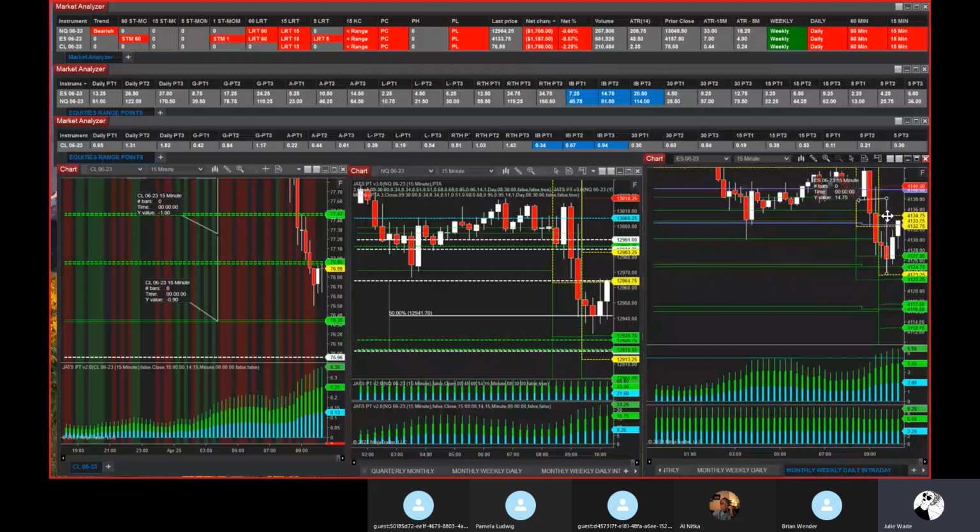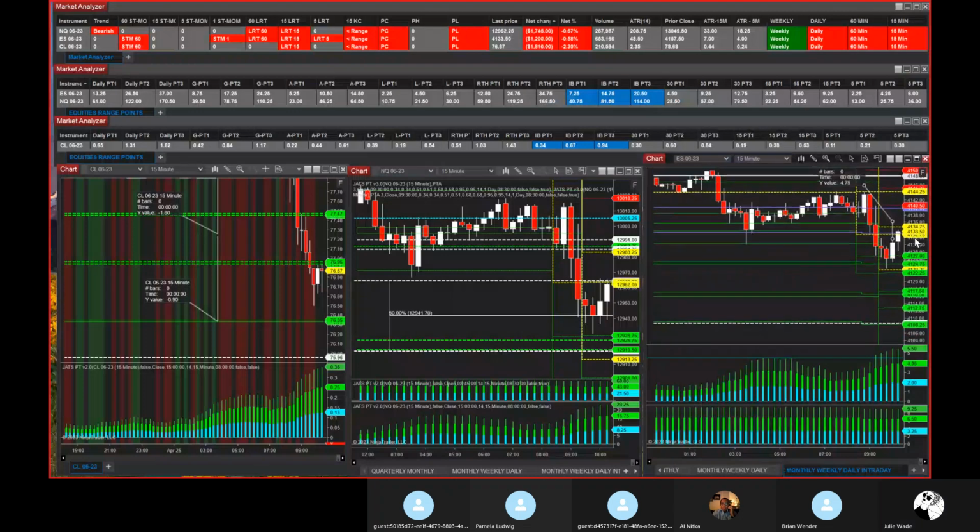So it looks like this might break to the upside, get up there to the top end of that range, 14.75. Certainly can break. We've already broke 7.25. Yep, right there. So 7.25 to there we go. Almost to the PT3.